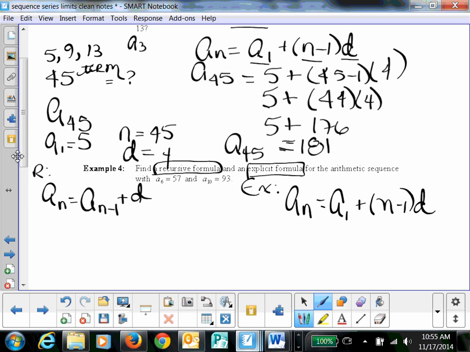All right. So in each of these cases, I need d. And I know that a sub 6 is 57, and a sub 10 is 93, and I'm missing a sub 7, a sub 8, a sub 9. So I need to find d, among other things. But for my recursive right now, I just need d. How do I find that d? How am I going to use this information right here?